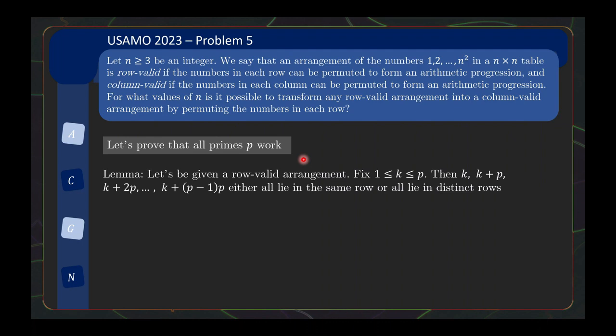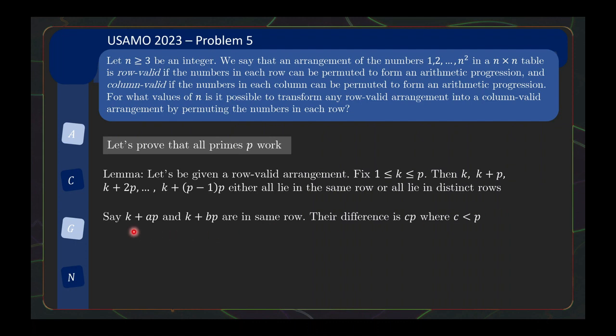So the central lemma is this. Let's be given a row valid arrangement. We fix k, which is the remainder after dividing by p, right? So then I claim that the natural AP, where we get all the k mod p elements, these either all lie in the same row or they all lie in distinct rows. The proof of this is quite similar in spirit to what we have motivated earlier on.